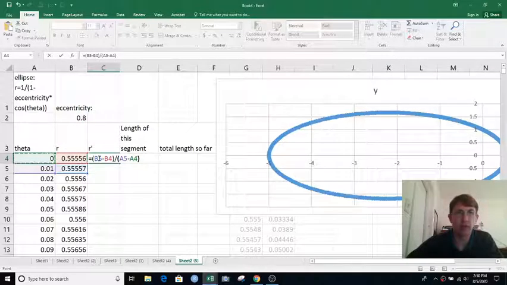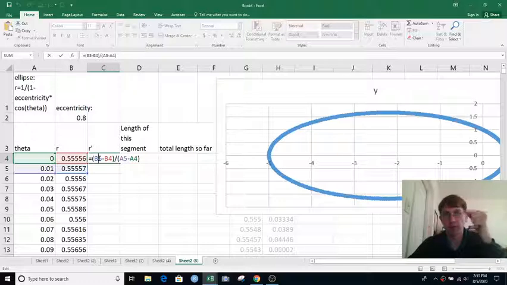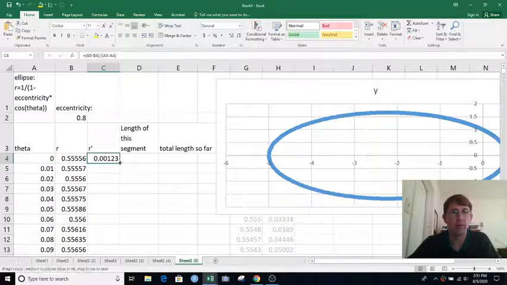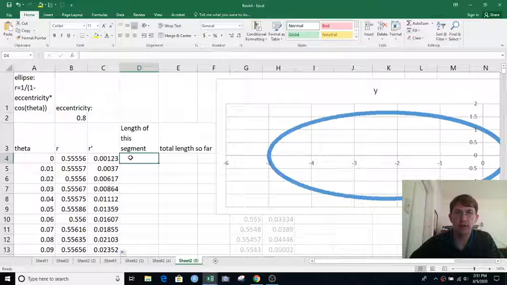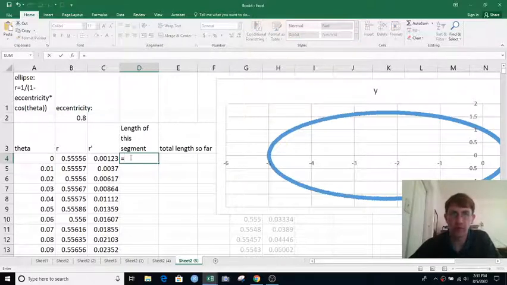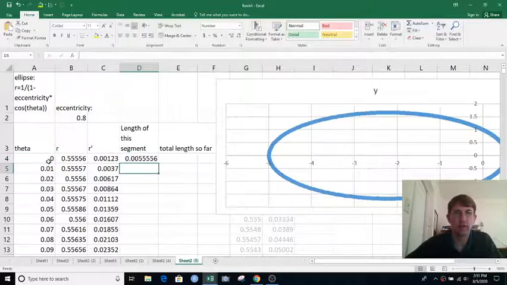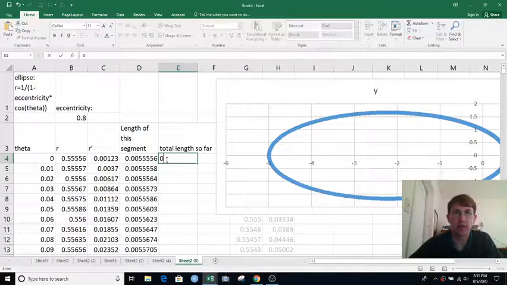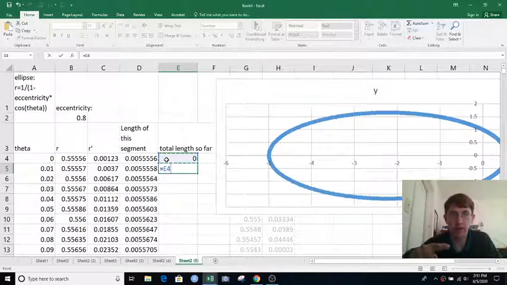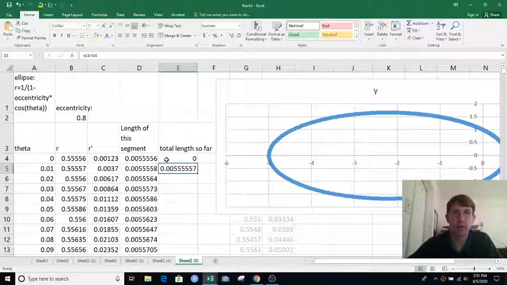So here I'm doing a forward difference quotient because I'm looking from this row to the next row. I'll fill that down. And then the length of this segment, what's that formula from that integral? It was square root of r squared plus r prime squared times d theta, like that. And we'll fill that down. And then the total length so far, we'll start with 0, and then we'll say my new value is my old value plus the length of the most recent segment.